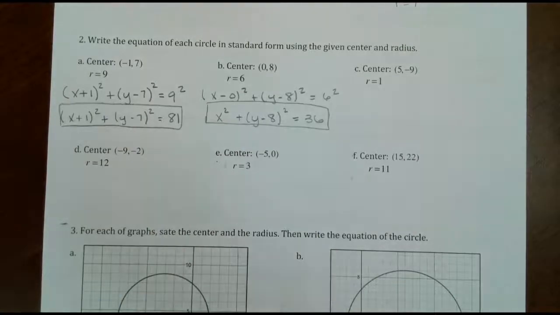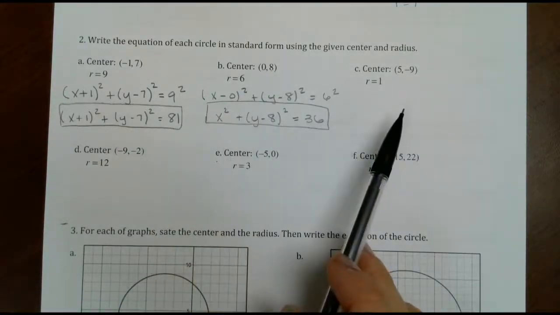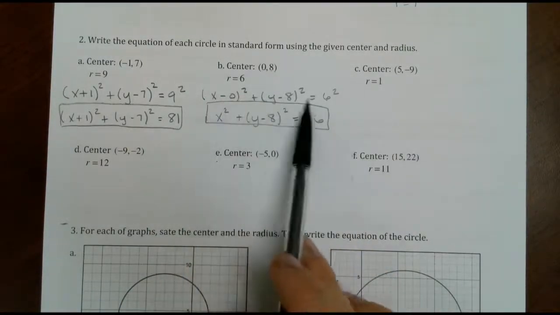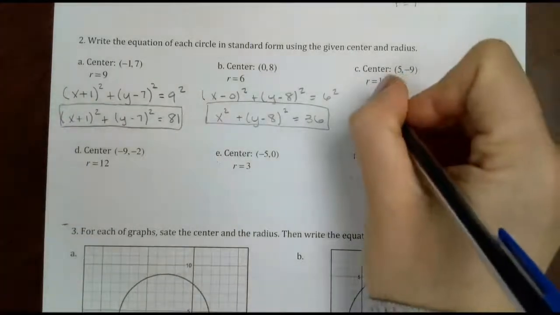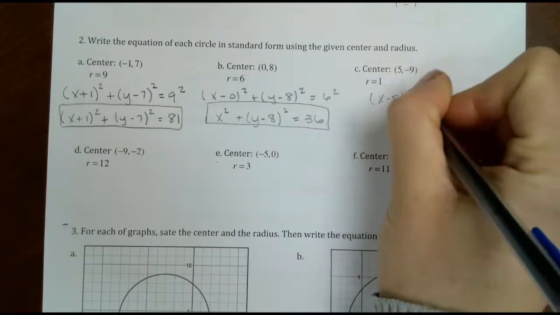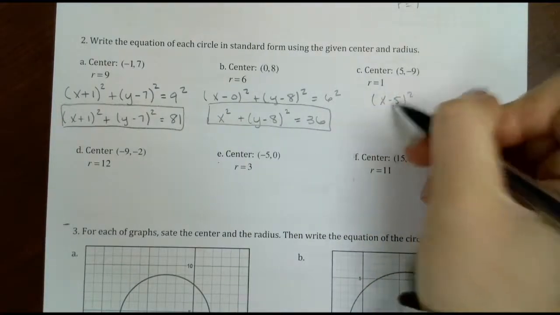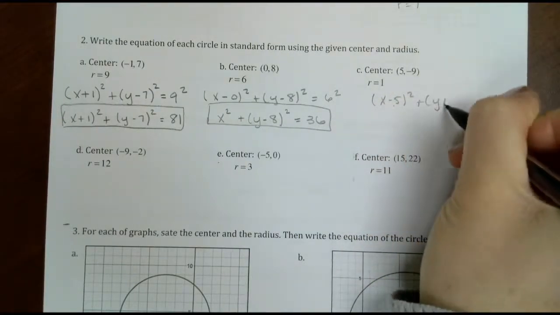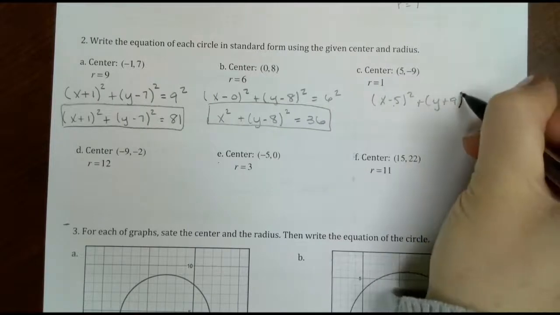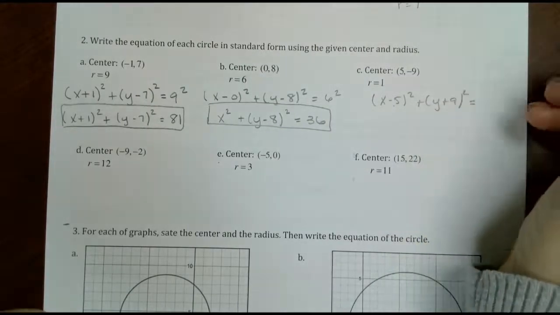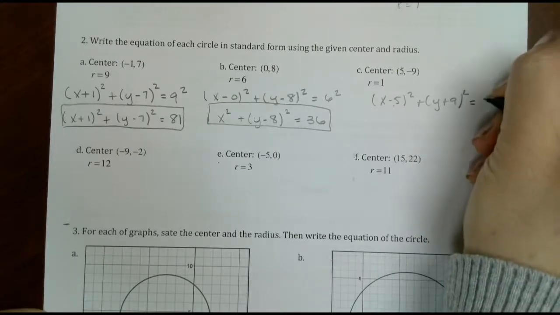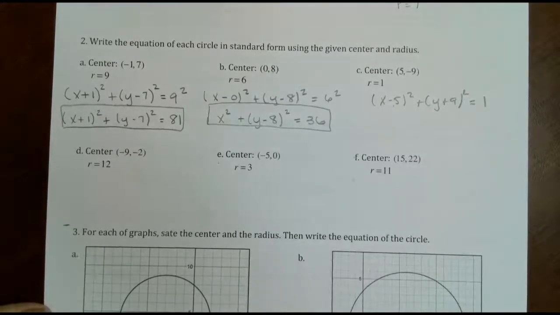Okay, so now we're going to skip writing this first step for the rest of these, and we're just going to go ahead and condense it as we go. So we'll have x minus 5 squared, positive here, negative in the equation. Negative in the equation, positive for our 9 here in the equation. And then 1 squared is 1. That would be our final answer.